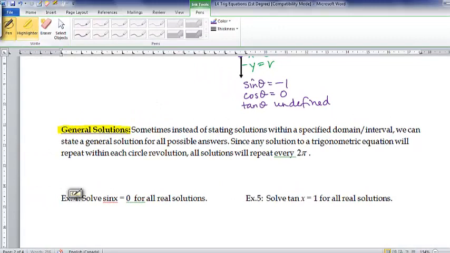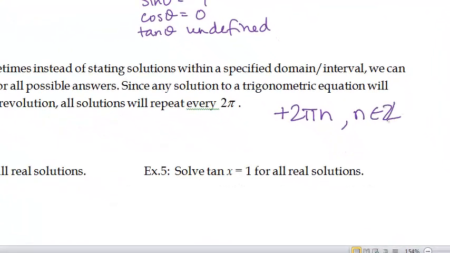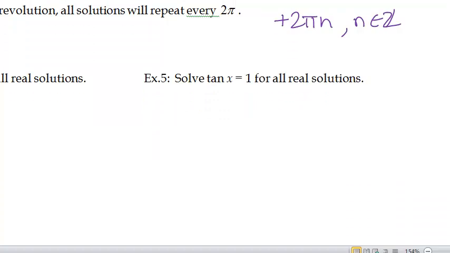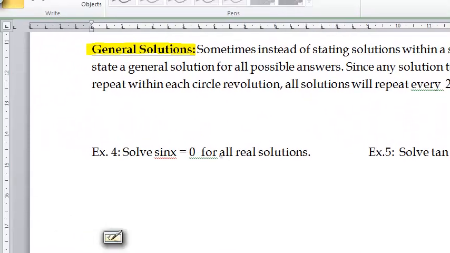General solutions just mean that the interval is all real numbers. So instead of writing a specific solution in an interval, what we need to do is very similar to when we had coterminal angles and add 2 pi n to our solution, where n is an integer. In other words, all possible angles, coterminals included. So example 4, sine x equals 0 for all real solutions, in other words, general solution. So we'll add 2 pi n at the end of our answer.